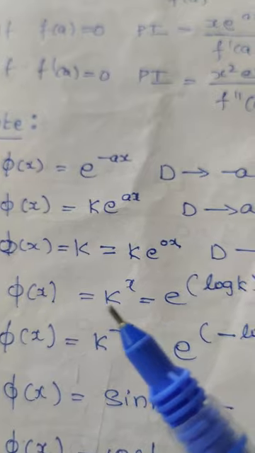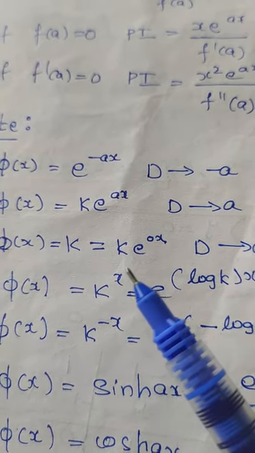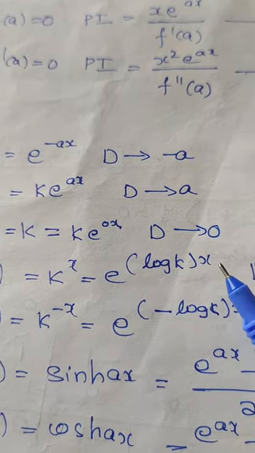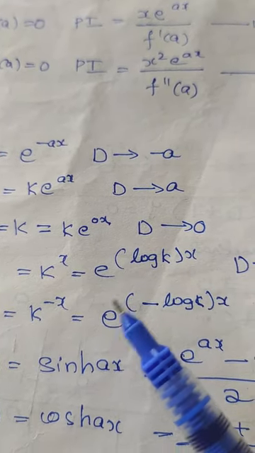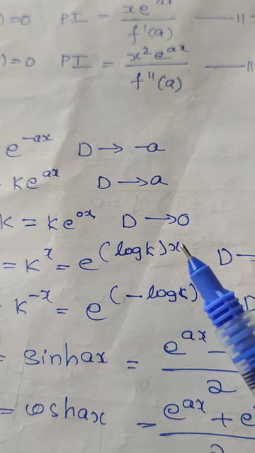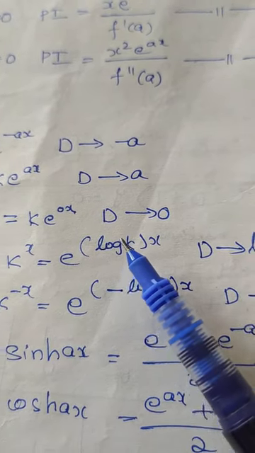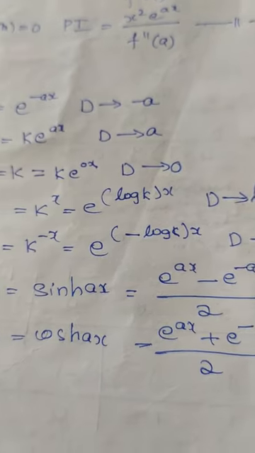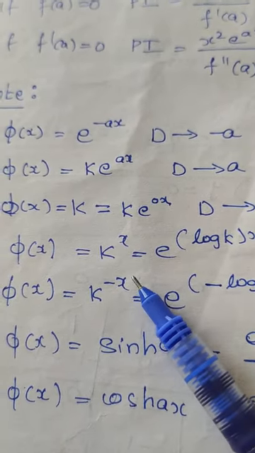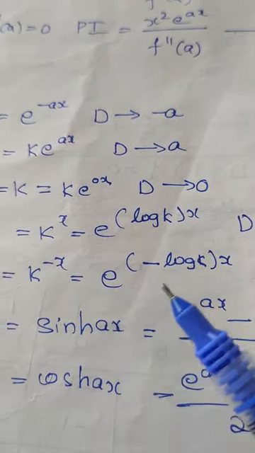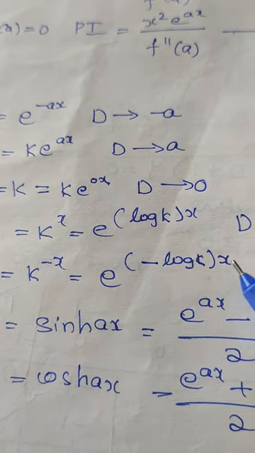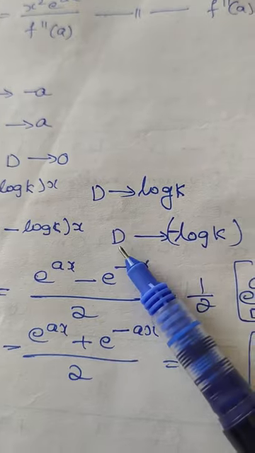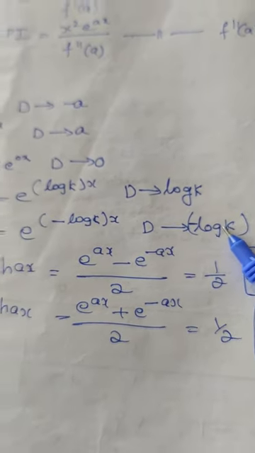Next, if it is k power x, k power x can be written as e power log k x by taking log on both sides. Okay, finally we get e power log k x. Now in place of a, what do we have? Log k. Replace D by log k. Next, k power minus x. It can be written as e power minus log k x. Here a is minus log k. Replace D by minus log k.